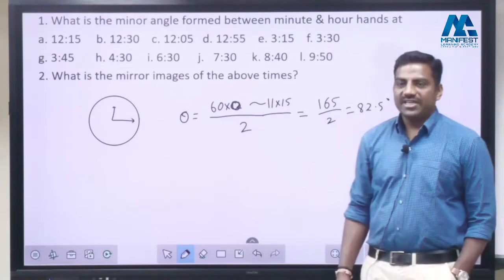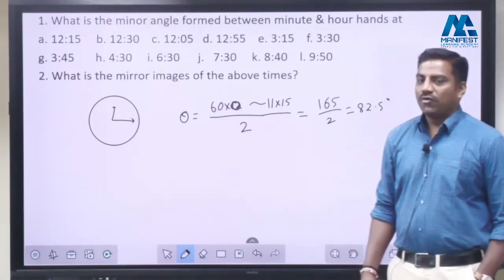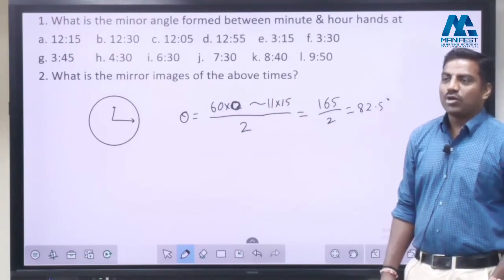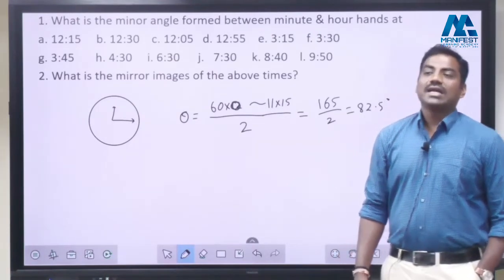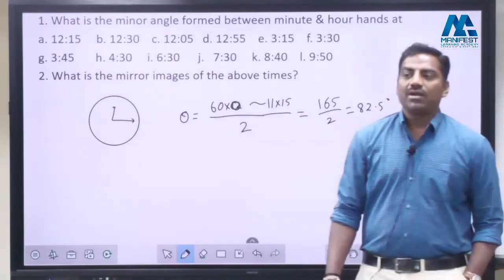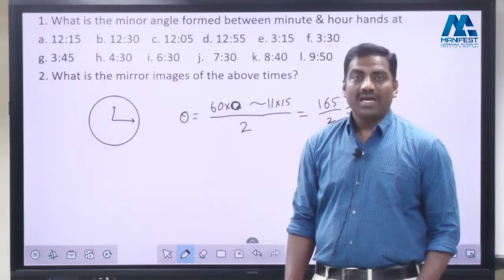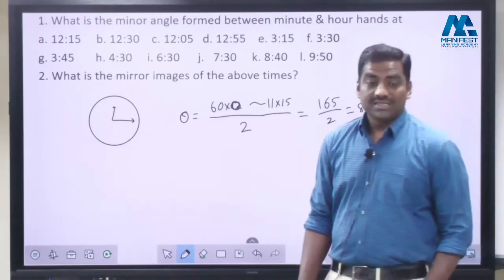Now see, for 12:30, generally our mind will go for 180 degrees. But is that right? Because even the hour hand would have moved by some degrees, right? So when the minute hand has moved by 180 degrees, the hour hand would have moved by 15 degrees. So 180 minus 15 would give us the answer 165.